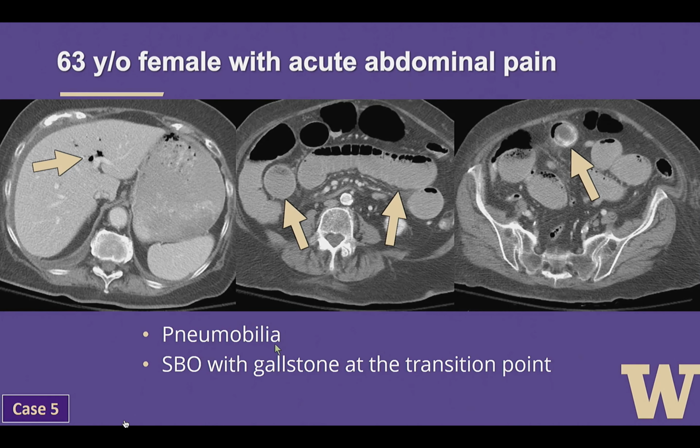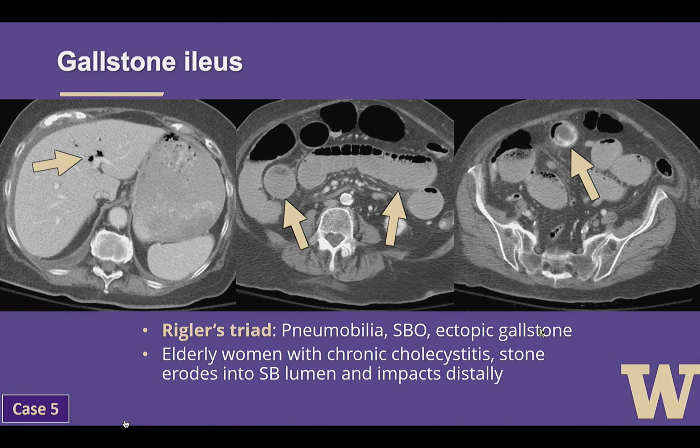So in this patient, you see pneumobilia on the left-hand image, a small bowel obstruction with a gallstone at the transition point in the right mid-abdomen. So this is Rigler's triad: pneumobilia, small bowel obstruction, and ectopic gallstone, resulting in gallstone ileus. The classic presentation here is an elderly woman with chronic cholecystitis who develops a fistula, allowing a stone to erode into the small bowel lumen and then impact distally, usually in the distal ileum or the terminal ileum, causing a small bowel obstruction.